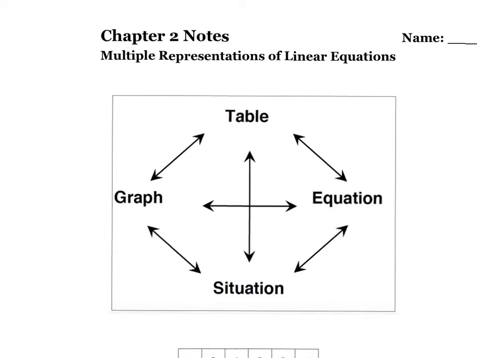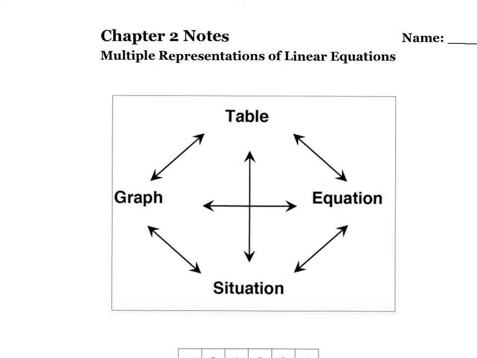Chapter 2 notes. We are beginning Chapter 2 now. We will be studying multiple representations of linear equations. What that means, basically, is that we'll be looking at situations that result in the graph of a straight line. And we will represent these situations in four ways.